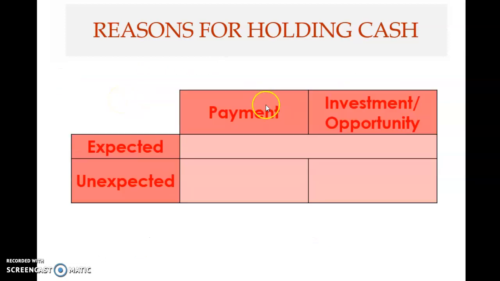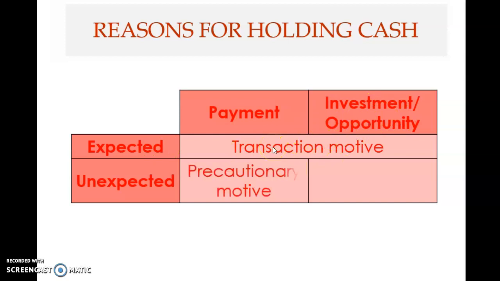Okay, so we can summarize these 3 motives into this table, a 2x2 matrix. If you have expected payment or expected investment opportunity, then it is transaction motive. If it is unexpected payment, then it is precautionary motive. And if it is unexpected investment or opportunity for purchasing, then it becomes speculative motive. So that's how you should see the three motives for holding cash. These are the most important motives for holding cash.